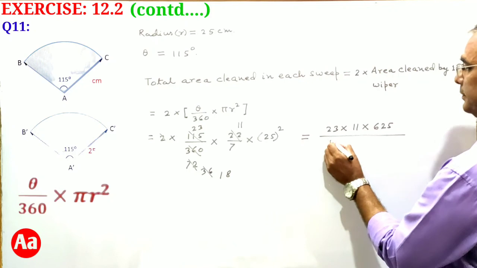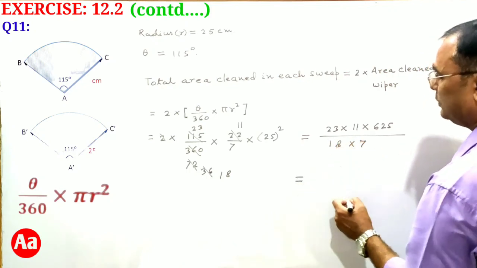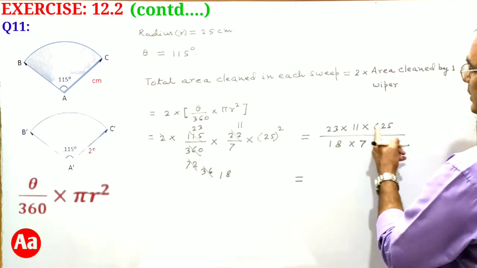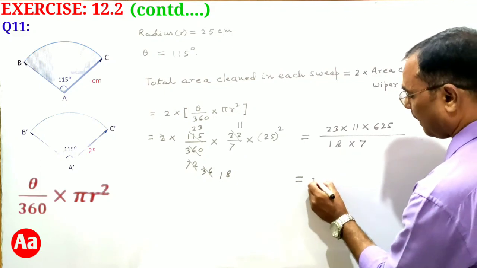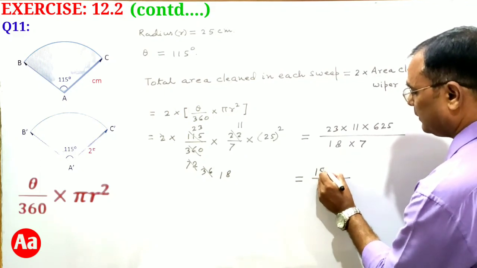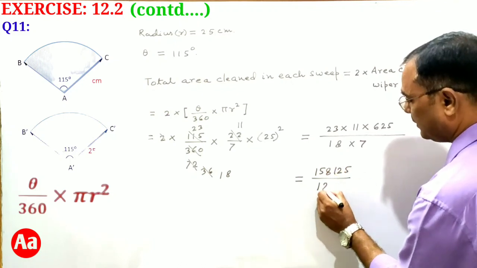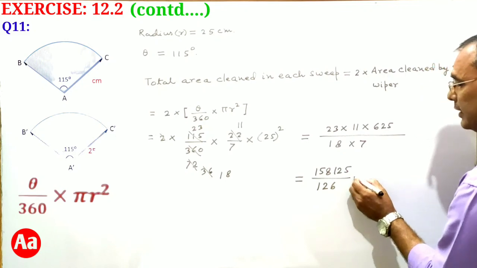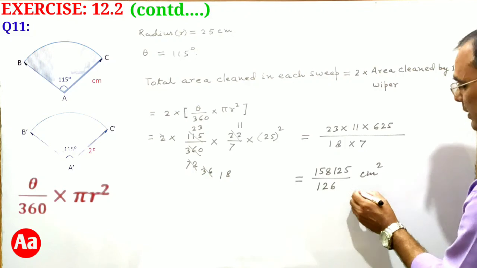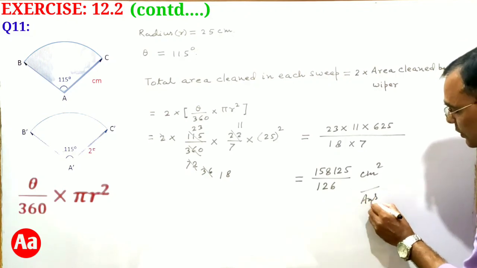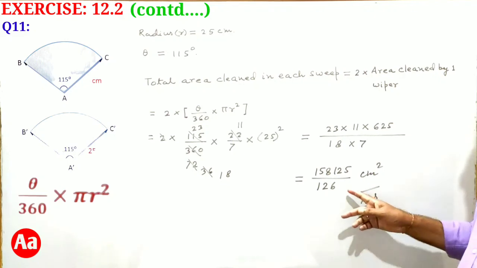18 into 7, and this is equal to, if you multiply numbers in the numerator and in the denominator, we'll get 158,125 by 126 centimeter square, and this is the total area cleaned by 2 wipers at each sweep.